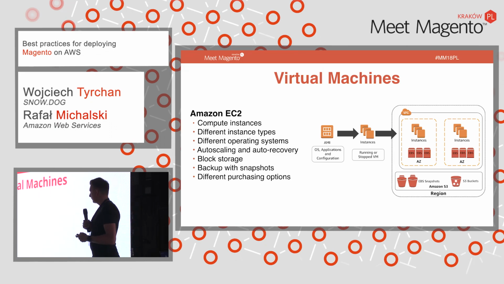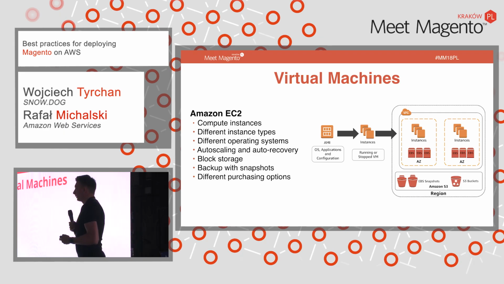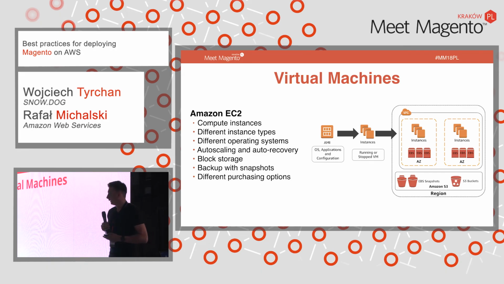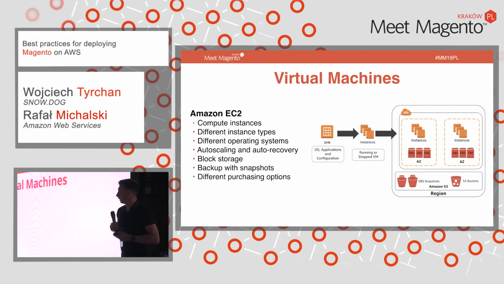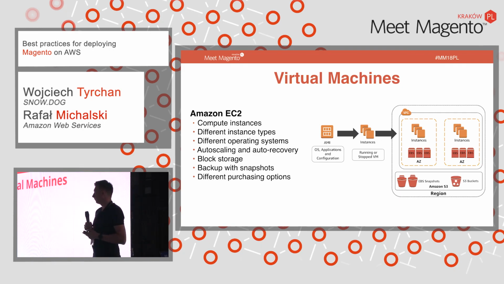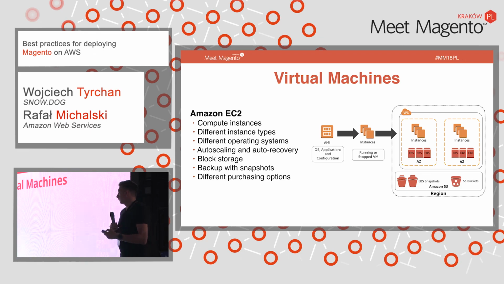As I mentioned before, you can attach block storage to it, which is basically an EBS disk. You can back up those disks with snapshots, which are then stored on S3. You can also pay in different ways. By default, you get them on demand, but you can also use spot instances, which is basically a stock market for computing. And then you can also use reserved instances, with which you can save up to 75% by telling AWS that you need, let's say, 5 virtual machines for 1 year.